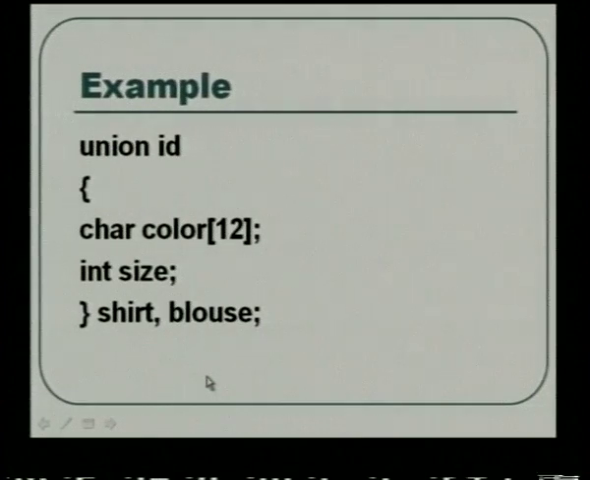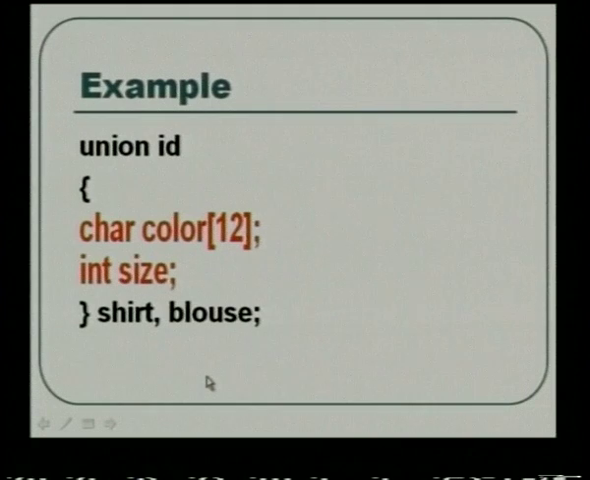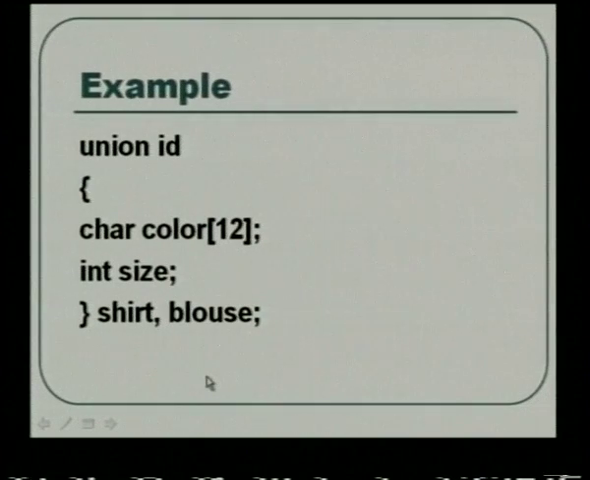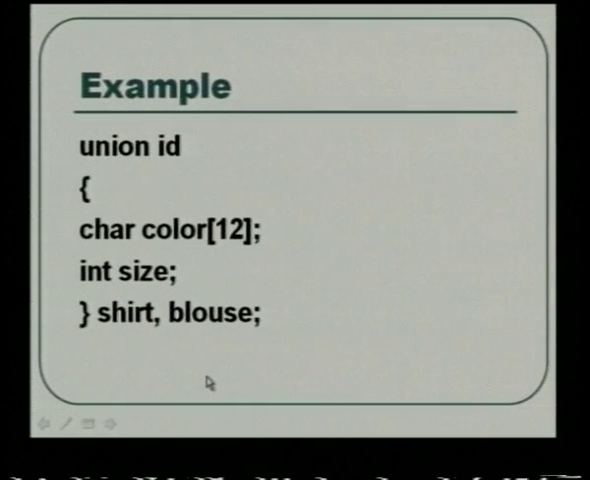Now, say here you are having a union, the tag is ID, and you are having the members of the union within braces. One is a string called color, which is holding 12 values and has a size of 12. The other is an integer variable called size. Basically, for an integer you require 2 bytes. For a character array, according to this declaration, you require 12 bytes because it should be able to hold a string containing 12 values. So, here the maximum storage is required for the string, not for the integer.